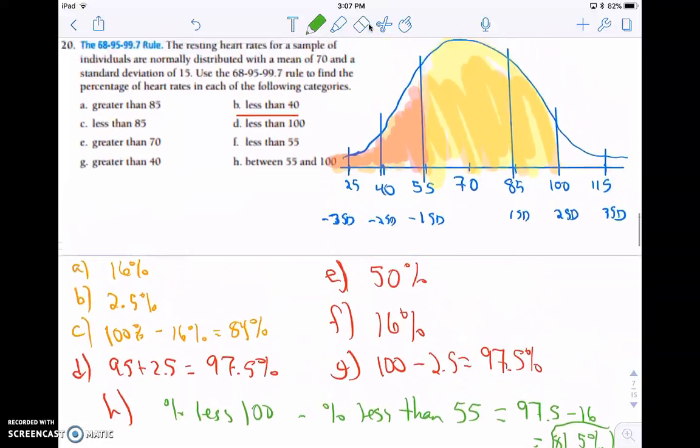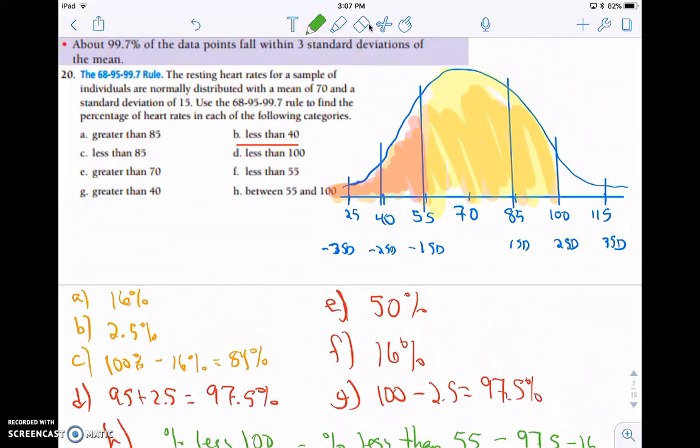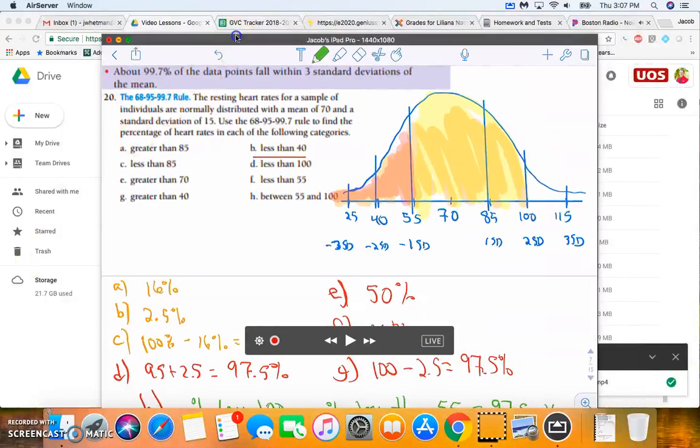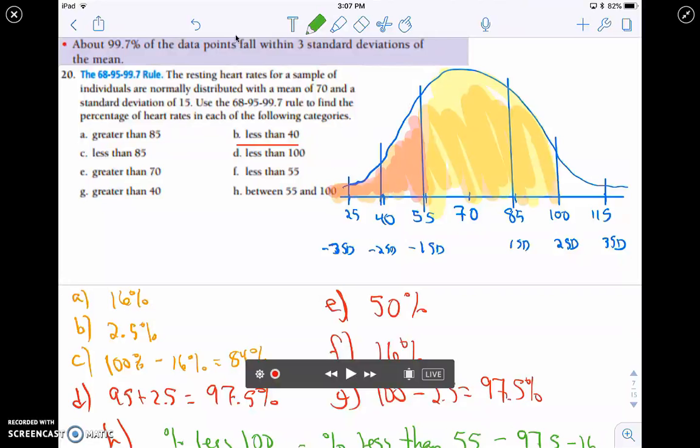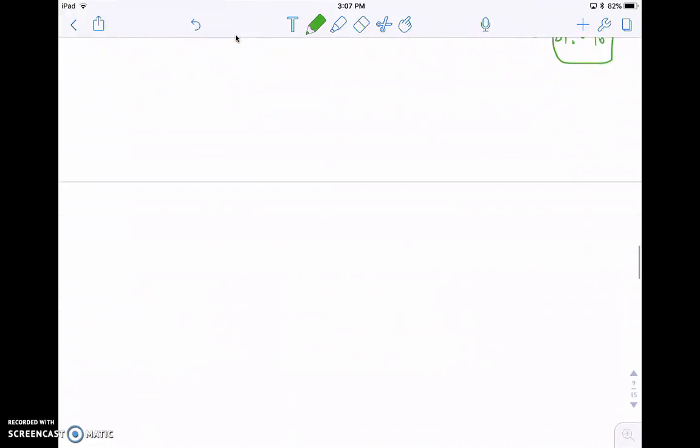So that's how we would use the empirical rule to find data values or percentages given the standard deviation, the mean, and then some questions there that we were asked. So hopefully with all those examples you get an idea as to how that will work.